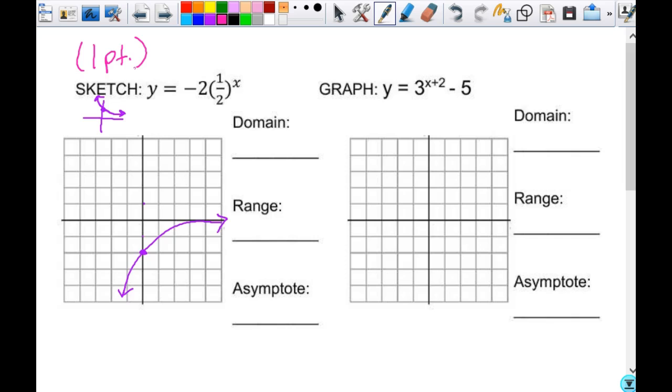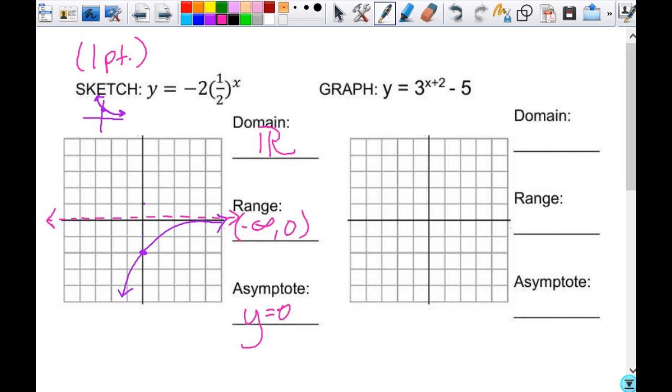So with this, your domain is still what? All real numbers. The range changed, though. I'm going from negative infinity to 0. Did the asymptote change? No, it is just y equals 0. But the asymptote needs to be drawn in there. We'll put something like that.